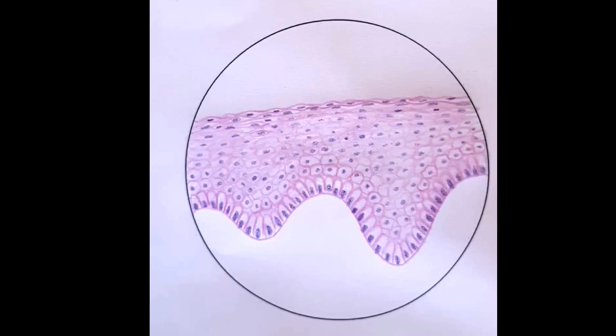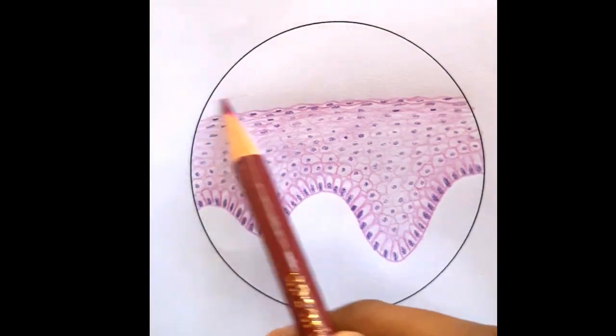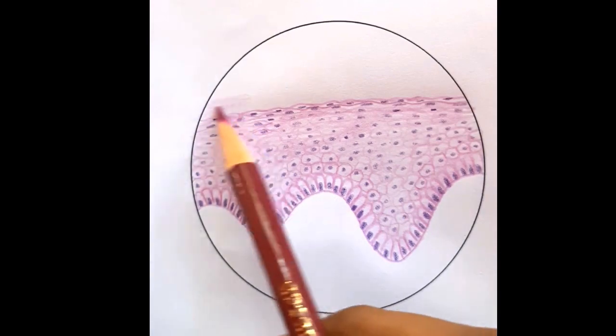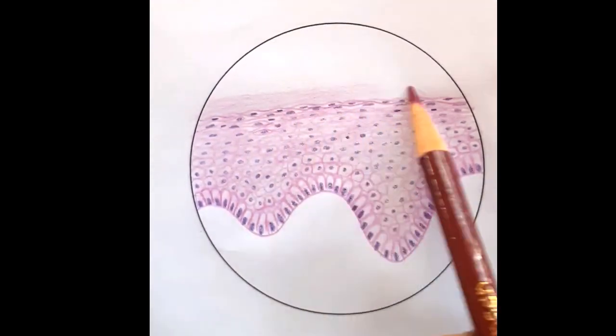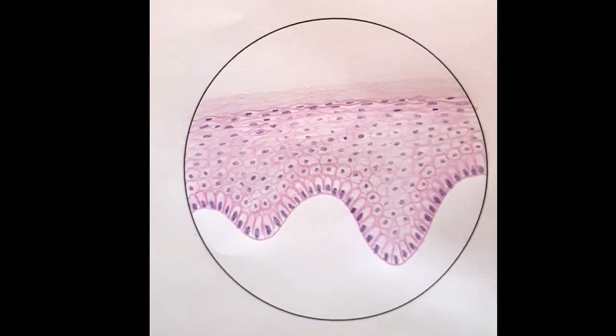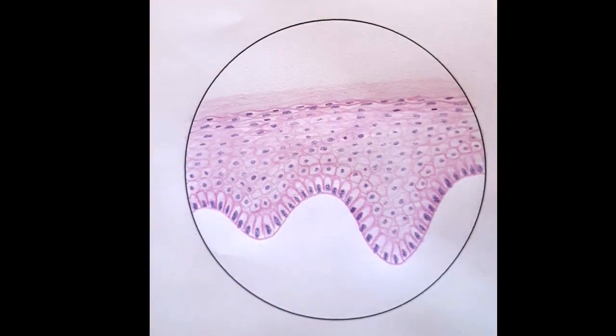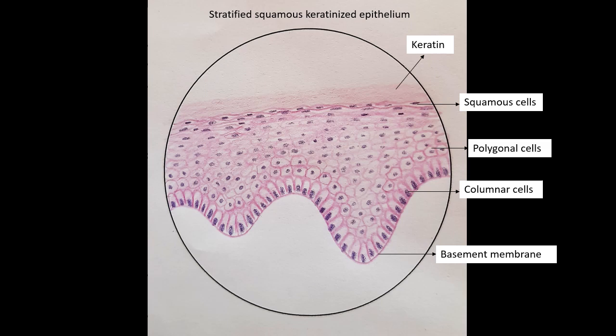Once you know how to draw this diagram, in order to make it a keratinized epithelium, all that you have to draw is like this. Adding a layer of keratin superficial to the squamous cell makes it into a diagram of stratified squamous keratinized epithelium. This is how a complete labeled diagram will look like.